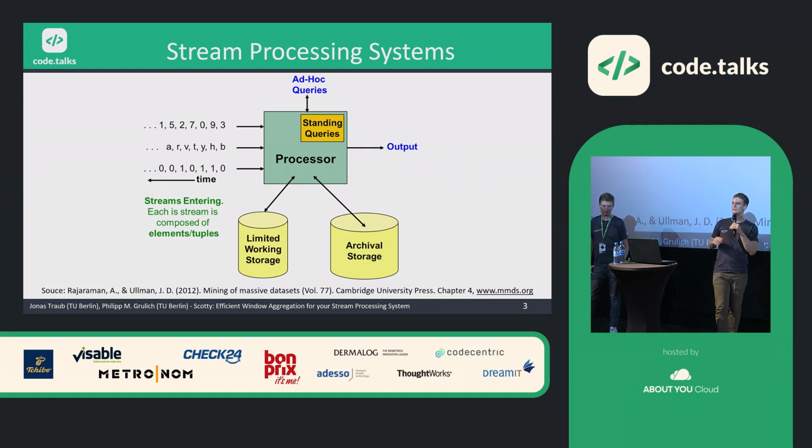What you see on this slide is a figure I took from one of the most popular textbooks in databases and stream processing. What you basically have in a streaming engine is several input streams, shown on the left-hand side. You have a processor and you have output streams. Usually you are considering a limited working storage, so this is the state of operations you can keep in memory. And you have some archival storage, which could be your Amazon S3 or any other hard drive or whatever storage you connect to your system.